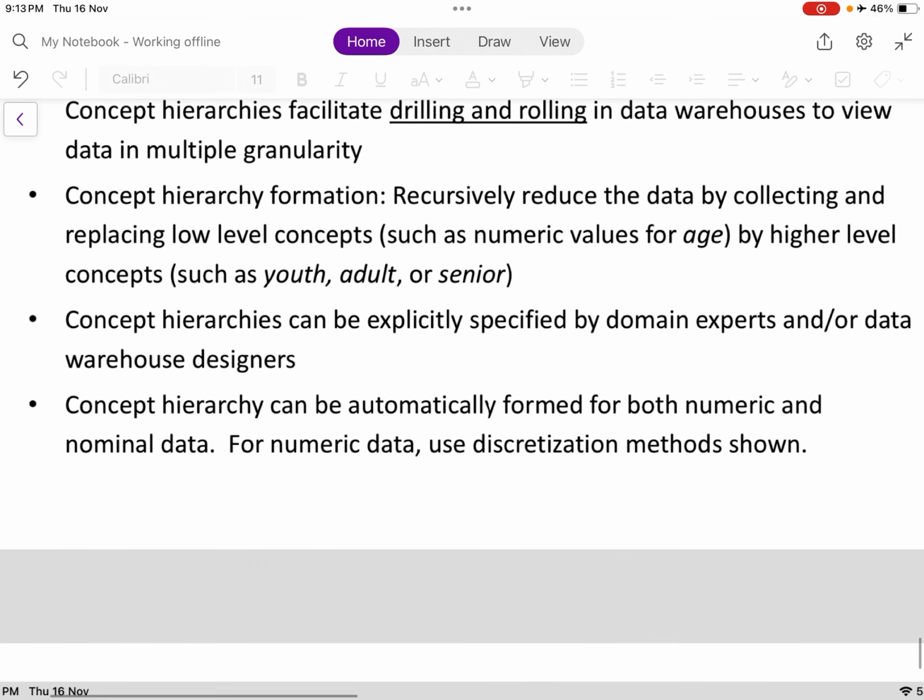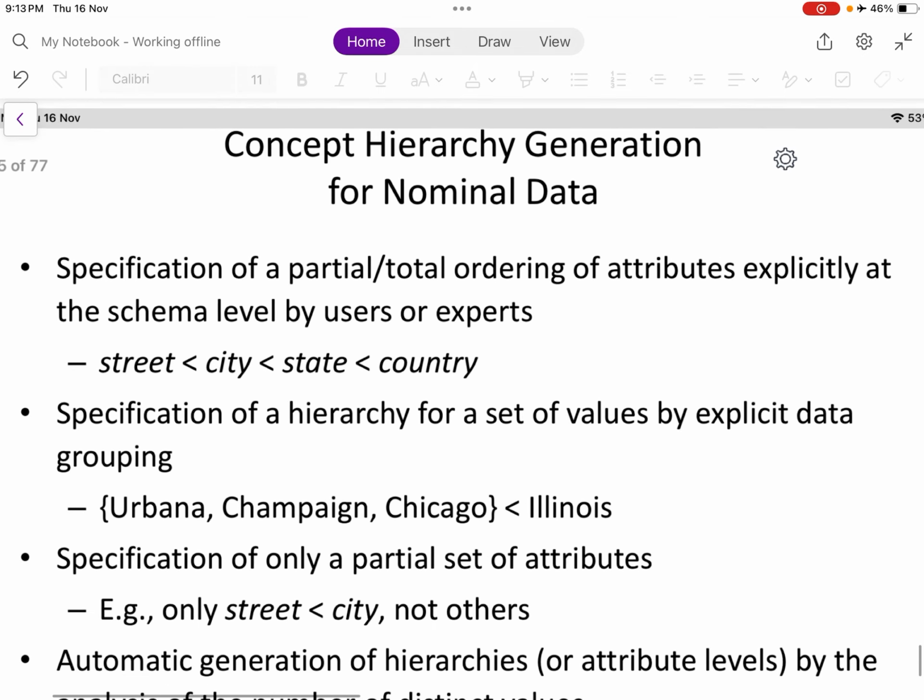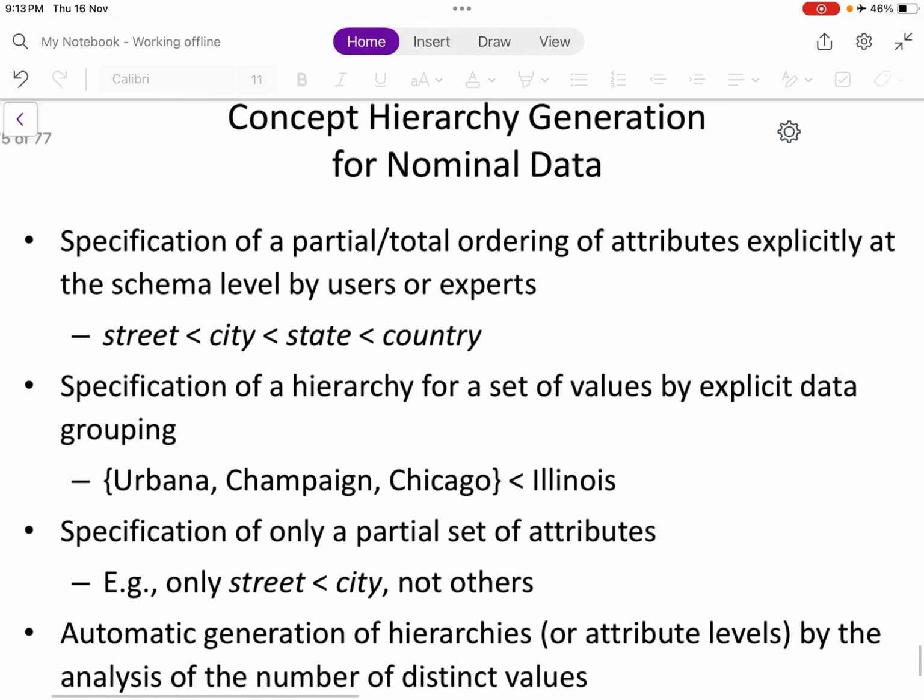Concept hierarchies can be explicitly specified by domain experts and/or data warehouse designers. Concept hierarchies can be automatically formed for both numeric and nominal data. For numeric data, use discretization methods. For concept hierarchy generation for nominal data, there is specification of a partial or total ordering of attributes explicitly at the schema level by users or experts: street, city, state, country.